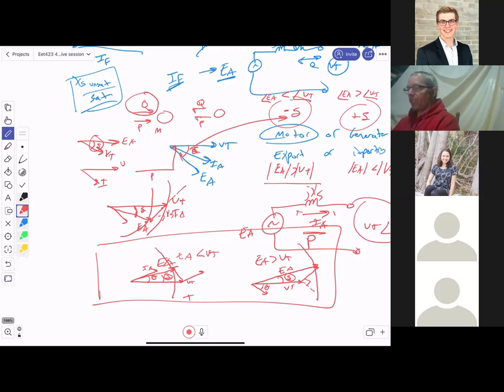So we've determined that's a generator. Is it importing or exporting reactive power? Should be exporting, correct? Why? Because EA is larger than VT. Magnitude of EA is larger than the magnitude of VT. So it's exporting power.